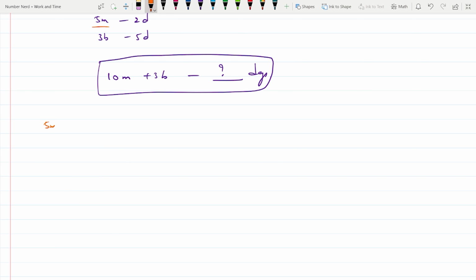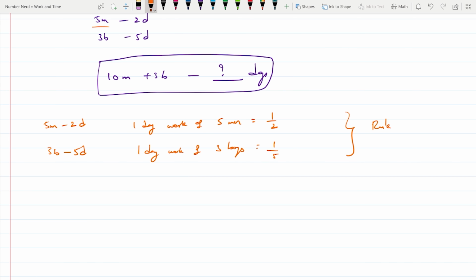Given 5 men can complete the work in 2 days, then what is the 1 day work of 5 men? It is 1 by 2. Also given that 3 boys can complete the work in 5 days. Then what is the 1 day work of 3 boys? 1 by 5. These are based on rule number 1, which we have discussed in video number 2 of the same playlist. If you haven't watched those videos, please go and watch those videos.